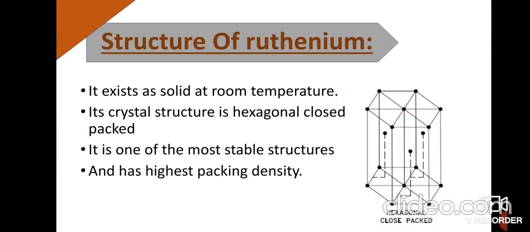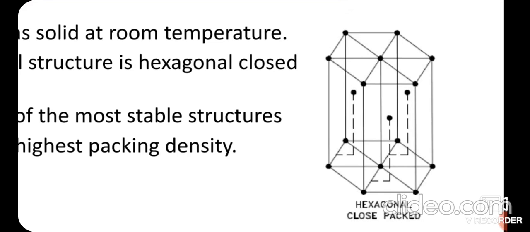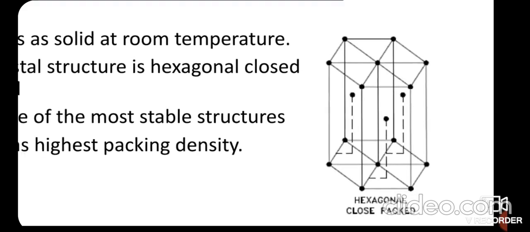Now have a look at the crystal structure of ruthenium. So ruthenium exists as a solid at room temperature. Its crystal structure is hexagonal close-packed structure. It is one of the most stable structures and has the highest packing density. As you can see, this is the hexagonal close-packed crystal structure of ruthenium, which is a regular structure.